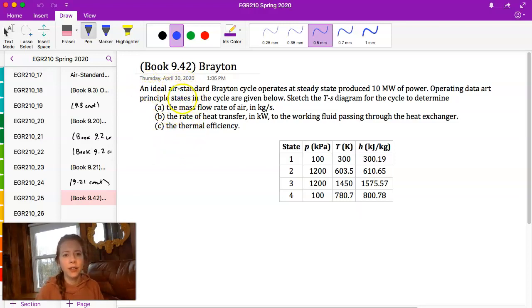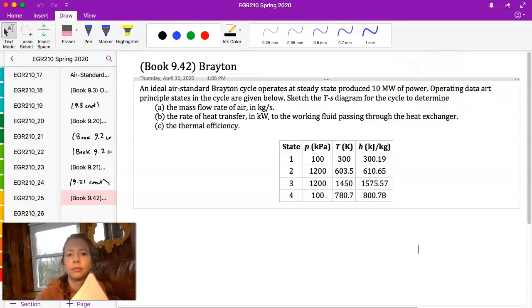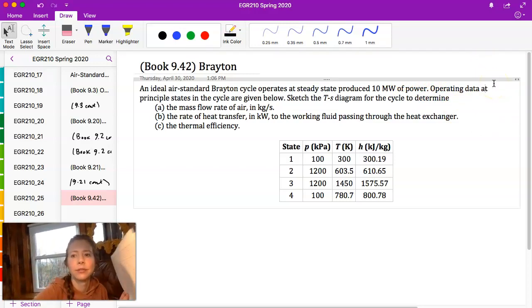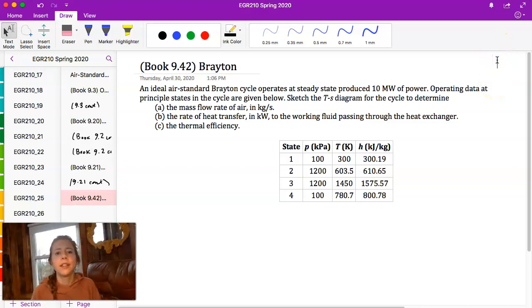So an ideal air standard Brayton cycle operates at steady state and produces 10 megawatts of power. There's some grammar issues in that sentence. Operating data at principal states in the cycle are given below.